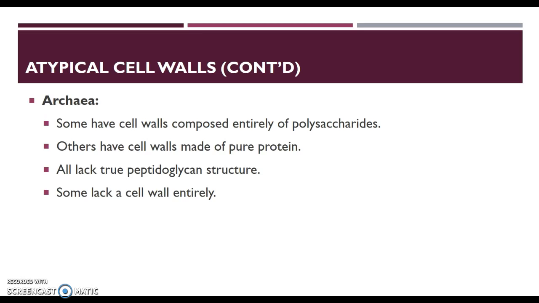Archaea also possess atypical cell walls, but there's a large variety of cell walls found in the kingdom Archaea. So we have some that are composed completely of polysaccharides and others that are composed completely of protein. All of the Archaea cell walls lack true peptidoglycan structure, so none of them possess peptidoglycan within their cell walls. And some Archaea are cell wall deficient, meaning they completely lack a cell wall.